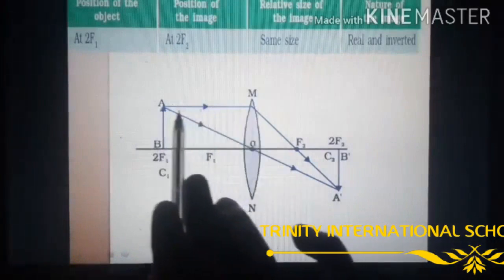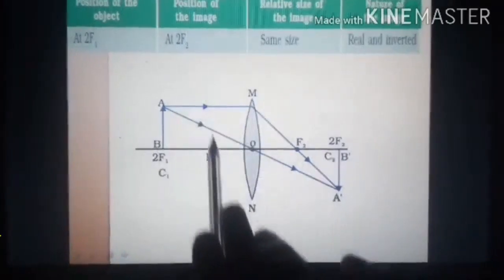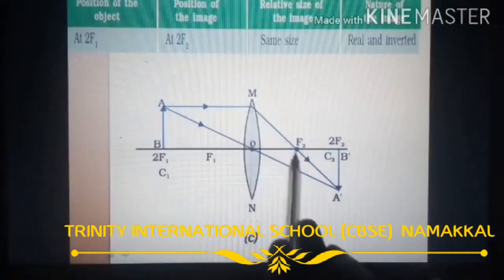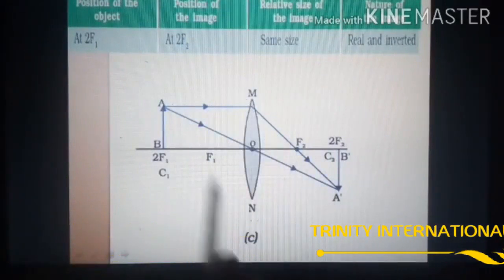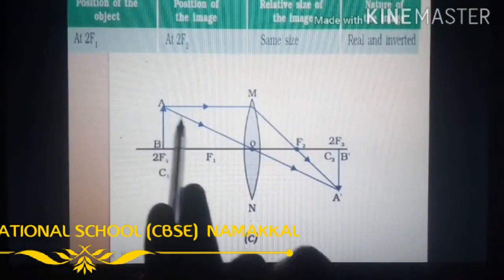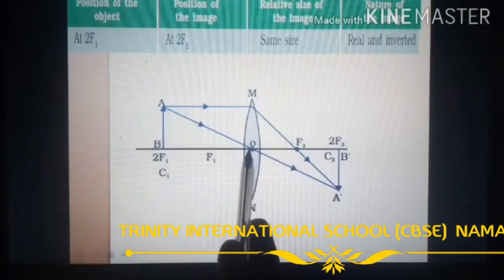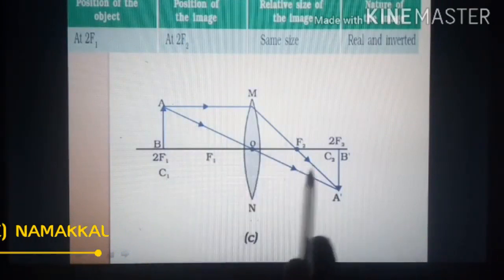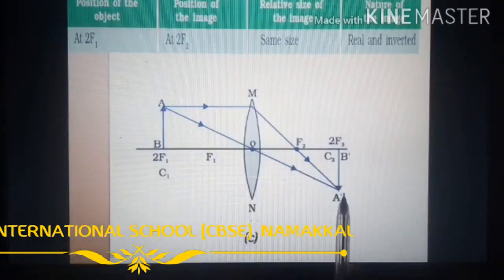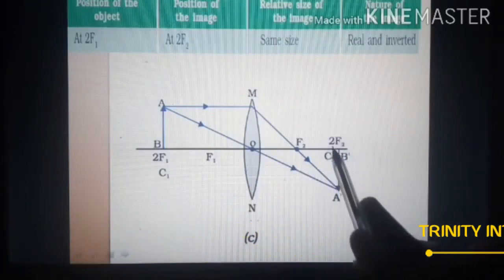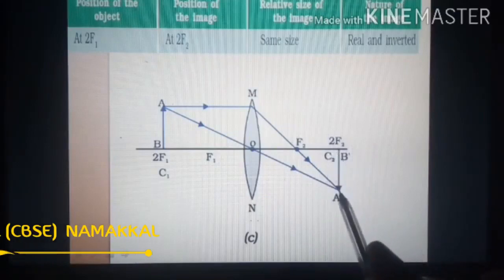The first ray passes parallel to the axis. After refraction, we know it passes through the focus of the lens, so extend that line. The second ray we take is the ray that passes through the optical center. Without deviation it will go in a straight line. The two rays meet at a point, that point is A dash. You can extend this line, as it is the image of the object, A dash B dash.